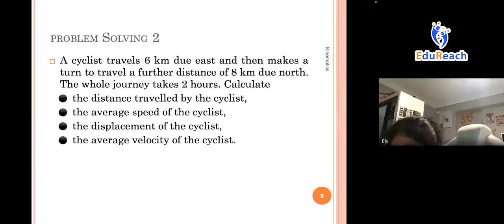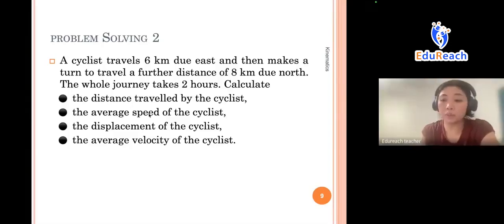Yeah, because average speed is total distance divided by total time taken. The total distance was 14 kilometers and the time that he took is 2 hours. Now, the next one I need to draw.